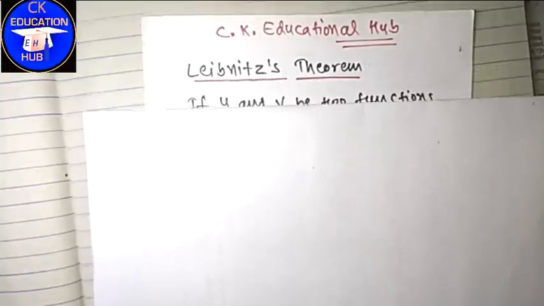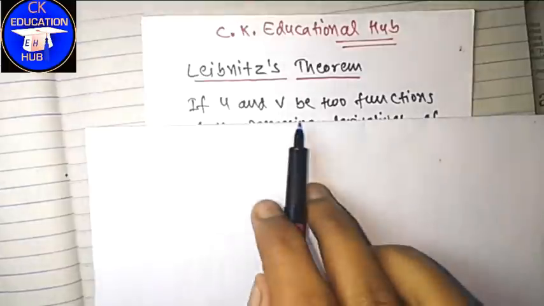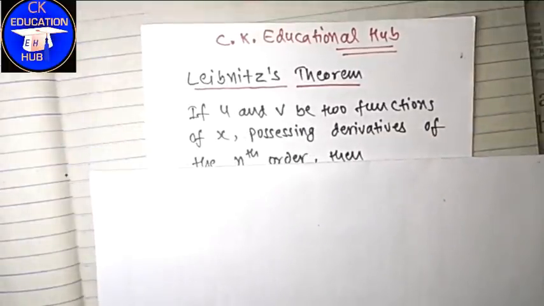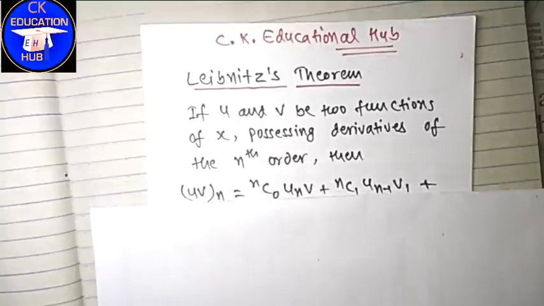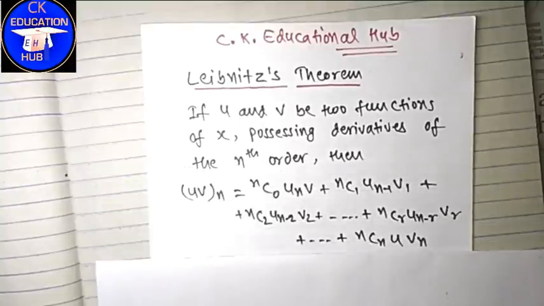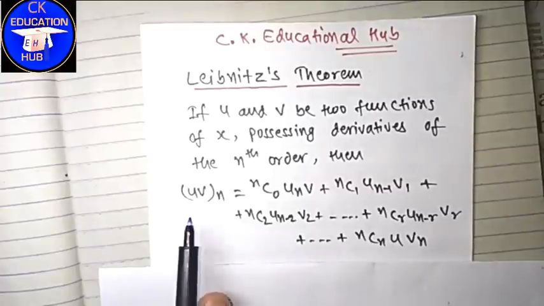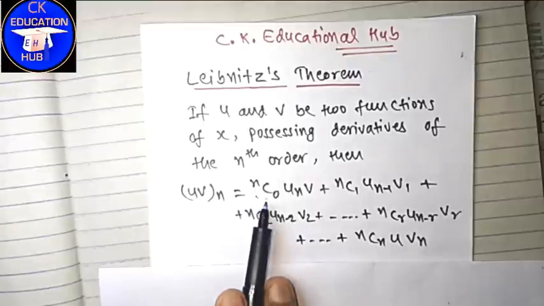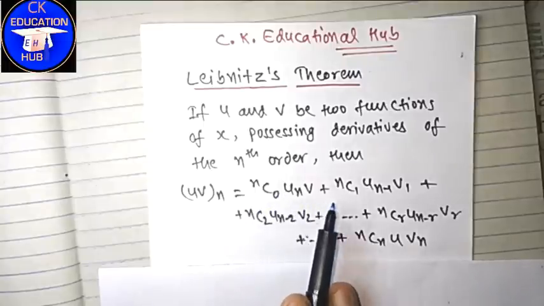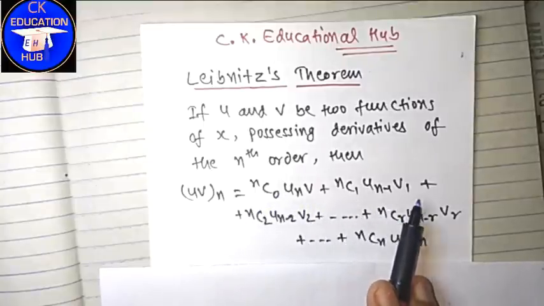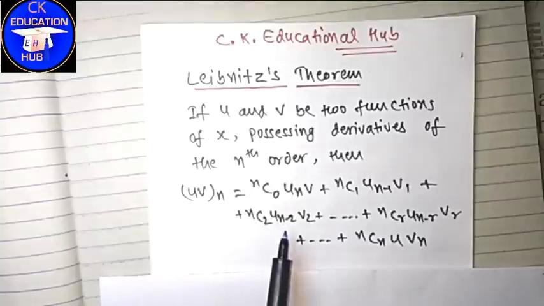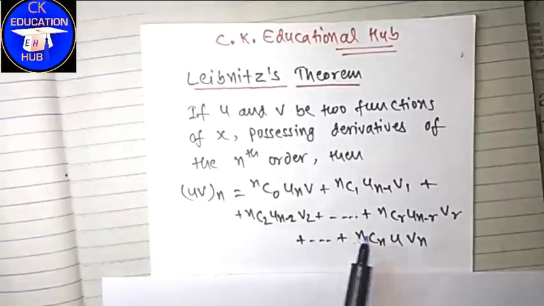Leibniz theorem states that if u and v are two functions of x possessing derivatives of nth order, then the nth derivative of u into v is equal to nC0 u_n v plus nC1 u_(n-1) v1 plus nC2 u_(n-2) v2 plus so on, nCr u_(n-r) v_r, and so on up to nCn u v_n.